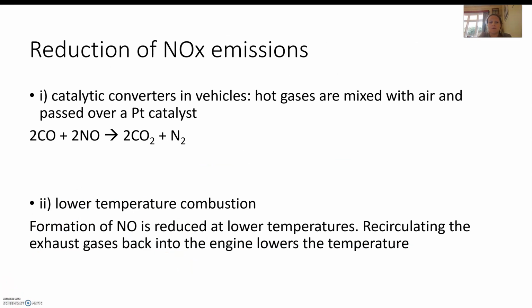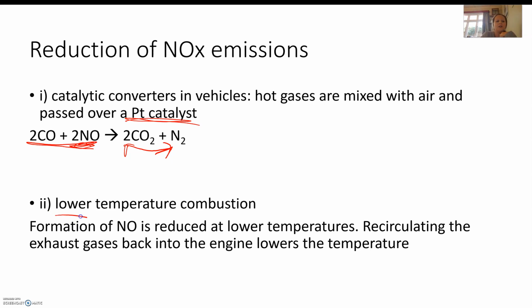What about nitrogen oxide? How do they stop that? Well, we've already looked at catalytic converters a little bit when we talked about catalysts. So the hot gases are mixed with air and passed over a platinum catalyst, so platinum providing the surface here. And so the NO will react with CO, and you end up producing CO2 and N2, which are both harmless and already in the atmosphere. So catalytic converters have been huge at helping convert nitrogen oxide into less harmful gases.